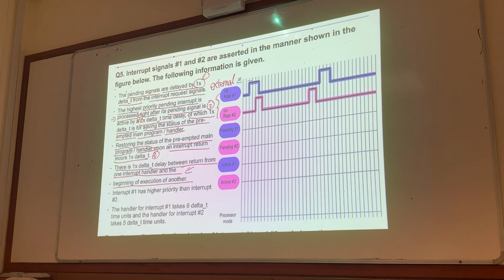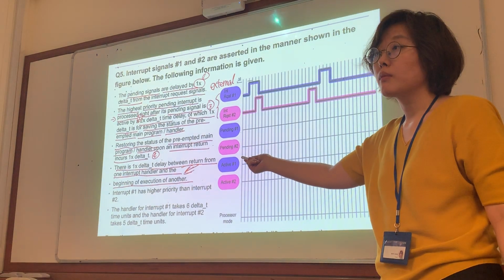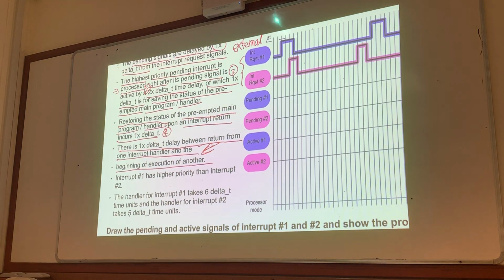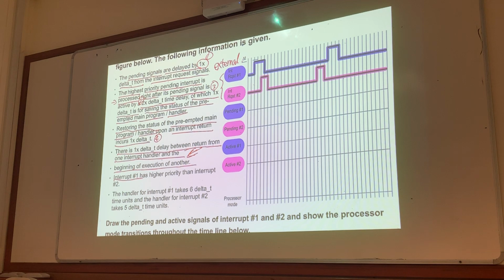So there's a switching between one interrupt and another, depending on their priority. So basically this switching will take 1 delta time. That's the idea. And then you also need to know that interrupt 1 has higher priority than interrupt 2. You need to know the priority level.